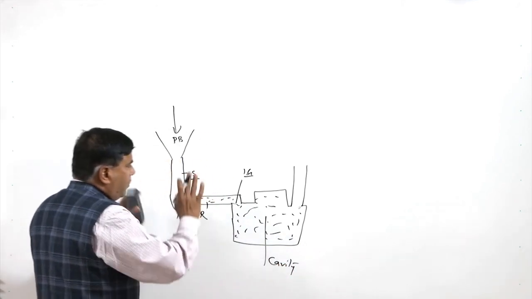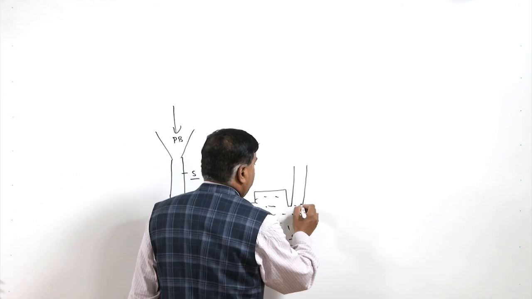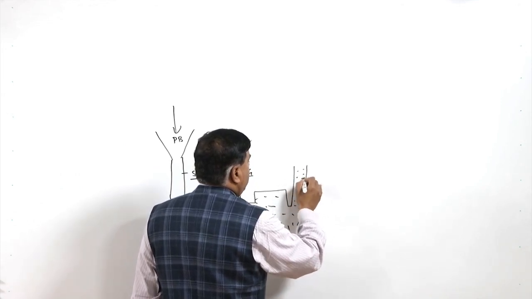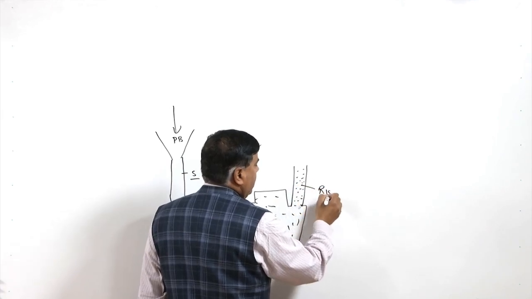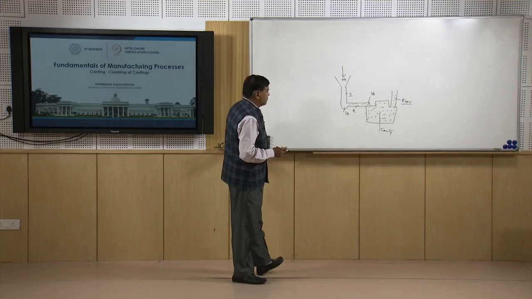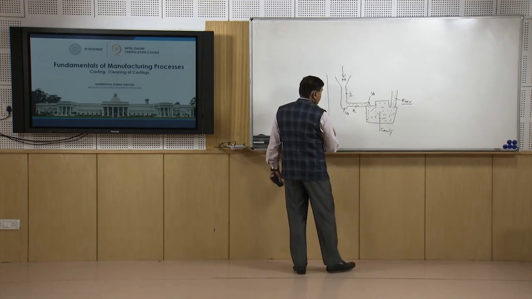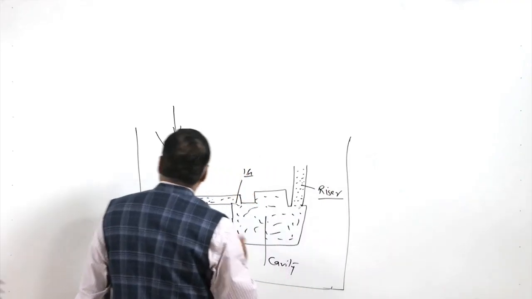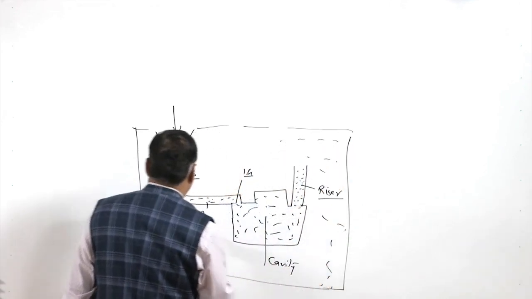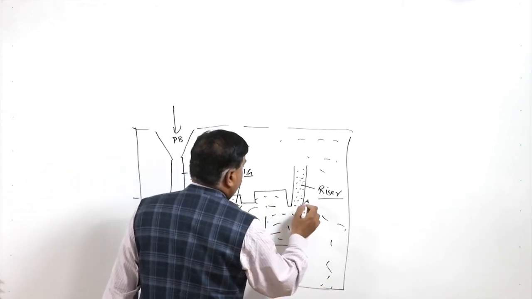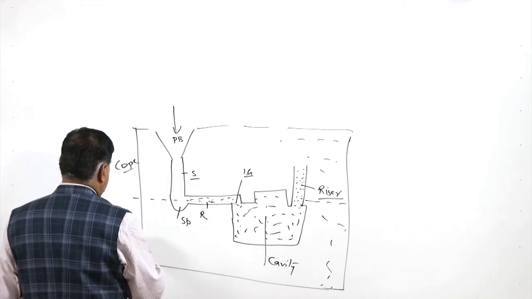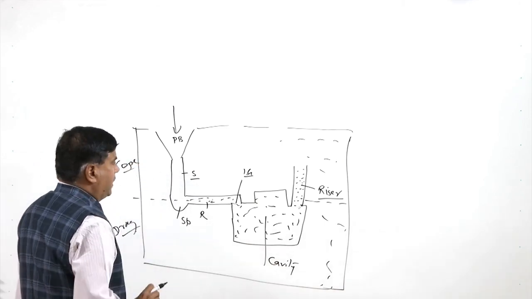So, once the pouring is over and the molten metal has filled the mold cavity, the molten metal will also rise into the riser, which is used for compensating the shrinkage on account of the liquid to solid state transformation. In the case of a sand mold, the entire rest of the space is filled by the sand. Here the parting line may be here, and this is the cope portion, and this is the drag portion of the flask.